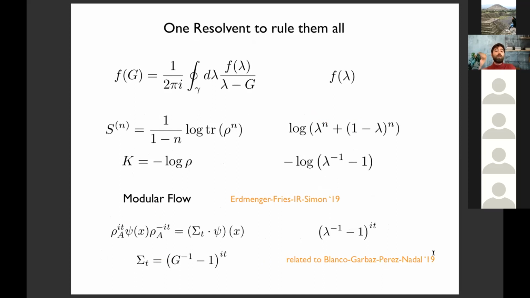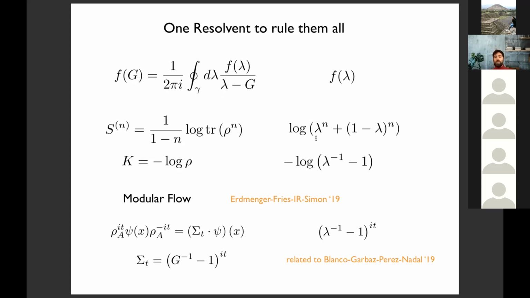Once you have the resolvent, you simply, for whatever function you want, give me the function f, I plug it back here, I do the contour integral, and we're done. And that's basically what we did. So you can compute all the Renyi entropies analytically. Here's the quantity you're interested in, and here's the function you have to take. For the Renyi entropies, it's just this particular function. If you want to compute the modular Hamiltonian, this is the function you have to plug back in.